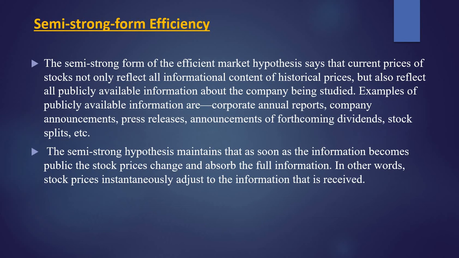But the semi-strong form of efficiency says that not only the past data but also the information which is publicly available about the company affects prices. So what is public information? For example, the annual reports of the company will also affect the company's share price. For example, on the 31st March they disclose their annual report. In that report there is a loss.